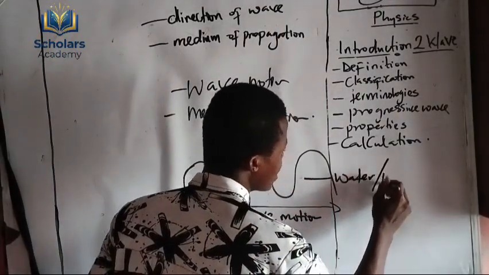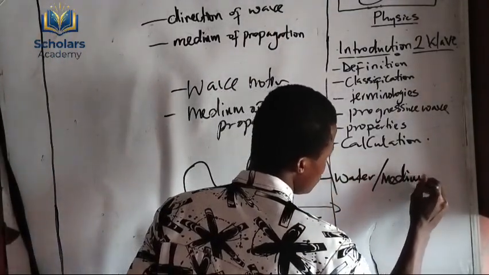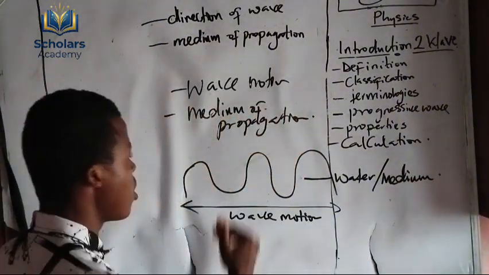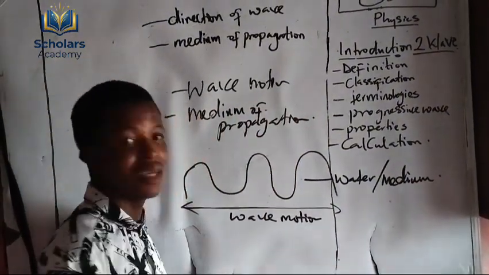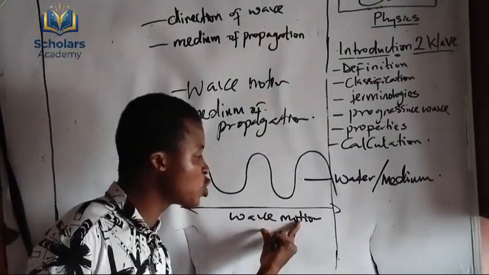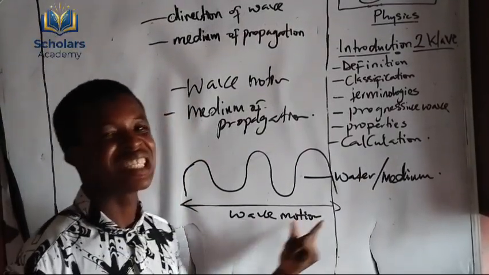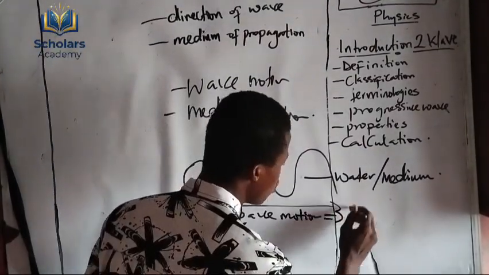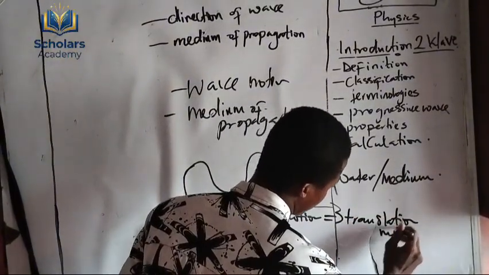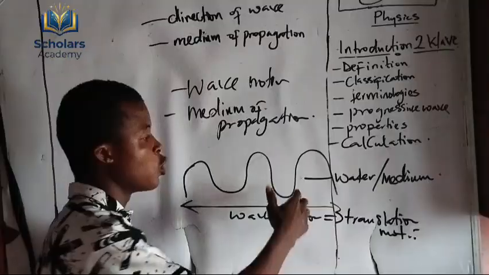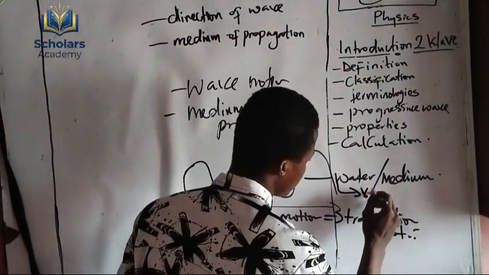So the water serves as the medium. The water itself is going up and down, but the wave actually moves from one point to another. So typically, I can tell you that this wave motion itself undergoes what we call translational motion. The wave undergoes translational motion, while the medium undergoes vibratory motion.